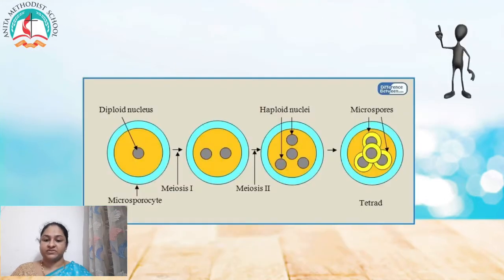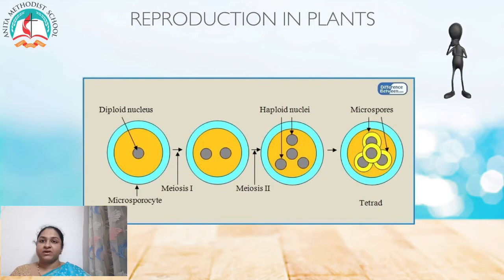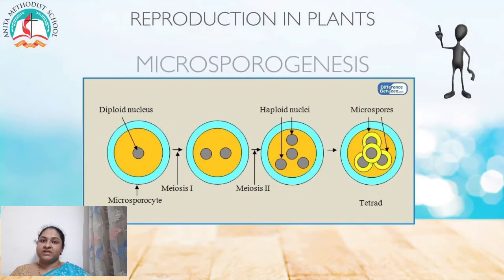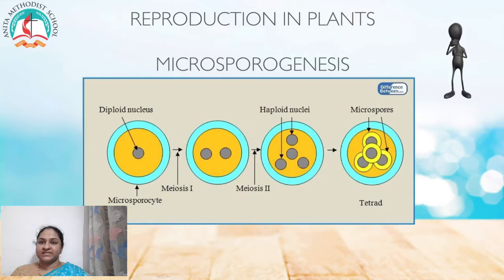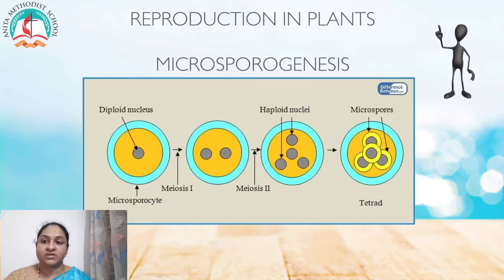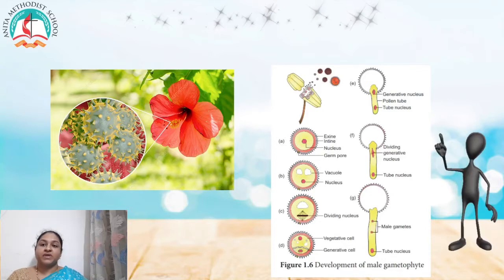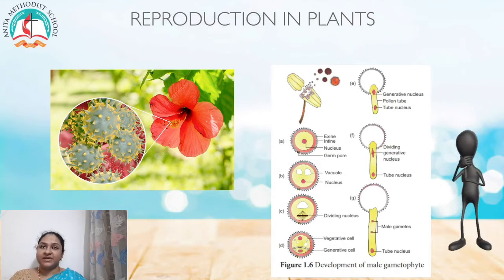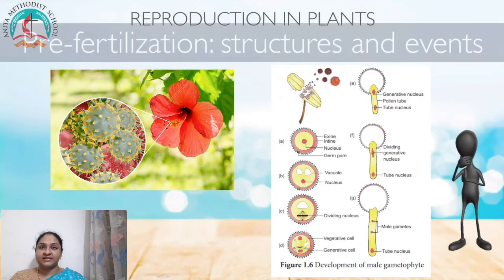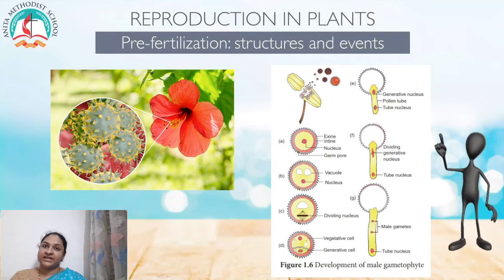In this picture, the stages involved in the formation of haploid microspores from the diploid microspore mother cell through meiosis are called microsporogenesis. Microspores and pollen grains: microspores are the immediate product of meiosis of the microspore mother cell, whereas the pollen grain is derived from the microspores.